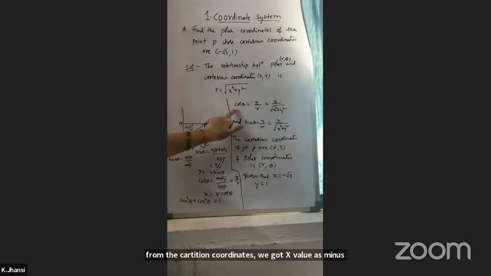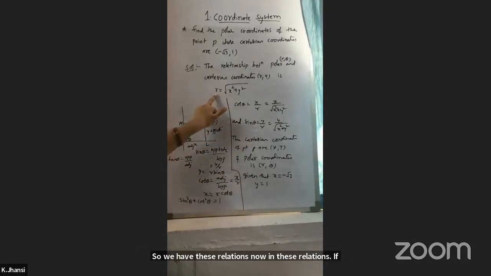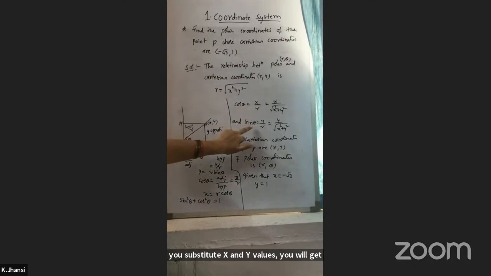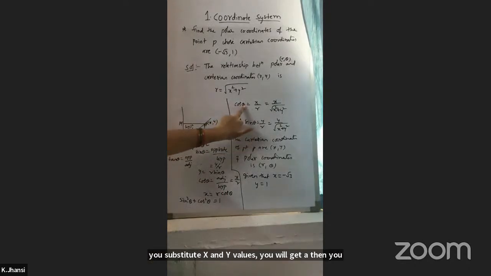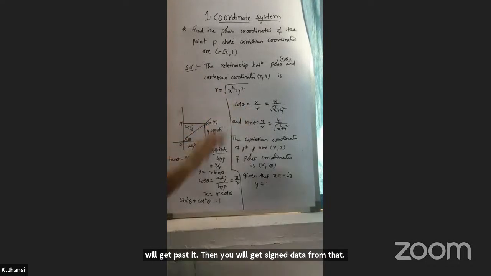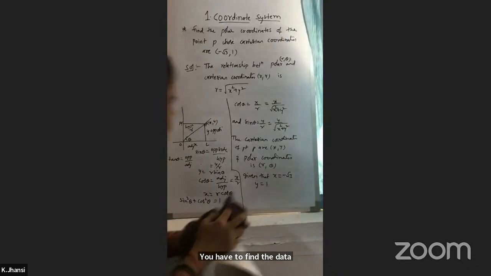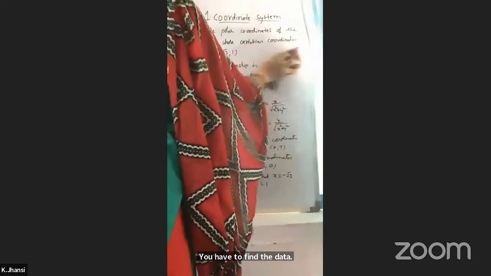So we have these relations. In these relations, if you substitute the x and y values, you will get r. Then you will get cos theta, then you will get sin theta. From that, you have to find theta. Here the r value comes, and from here we get theta. So first, to get r, r equals root of x square plus y square.